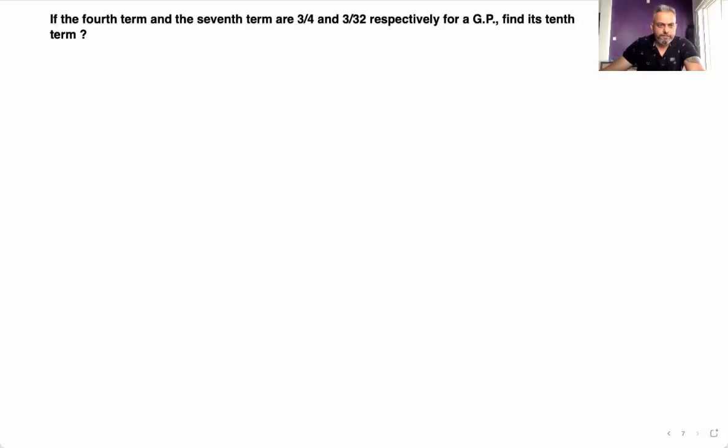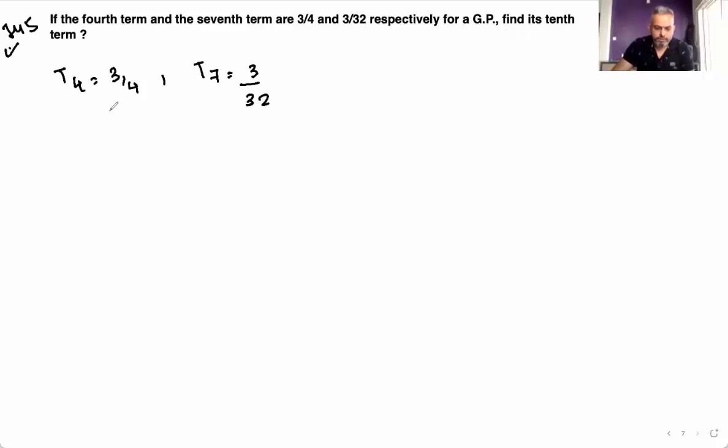Now illustration 5. If the fourth term and seventh term are 3 by 4 and 3 by 32 respectively for a GP, find its 10th term. So let's write. There's an important sum for exam. T4 is equal to 3 by 4 and T7 is equal to 3 by 32. We have to find its 10th term.